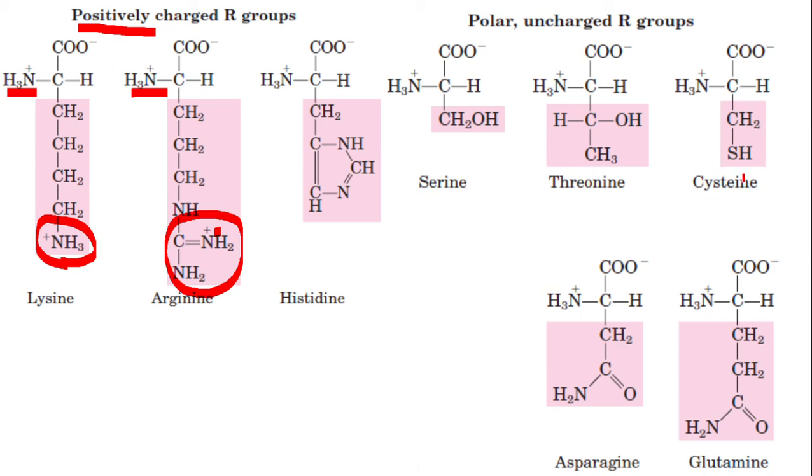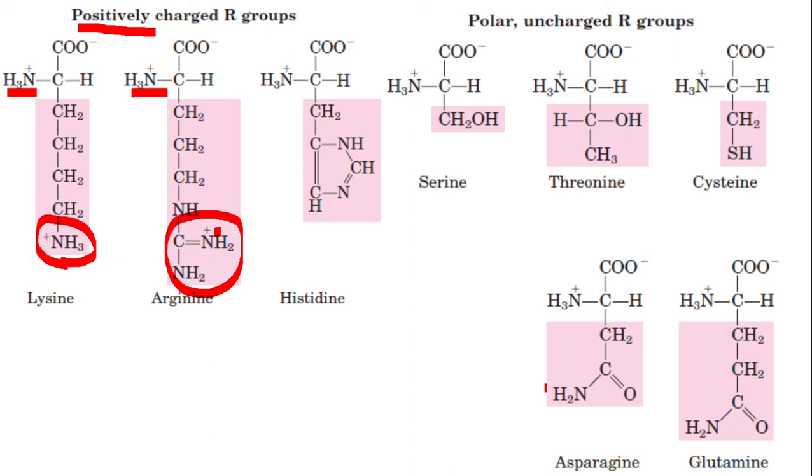I told you there are two amino acids having sulfur. One we already found, it was methionine. This is the second one. This is cysteine. It has an SH group. And this is all about polar uncharged amino acids.